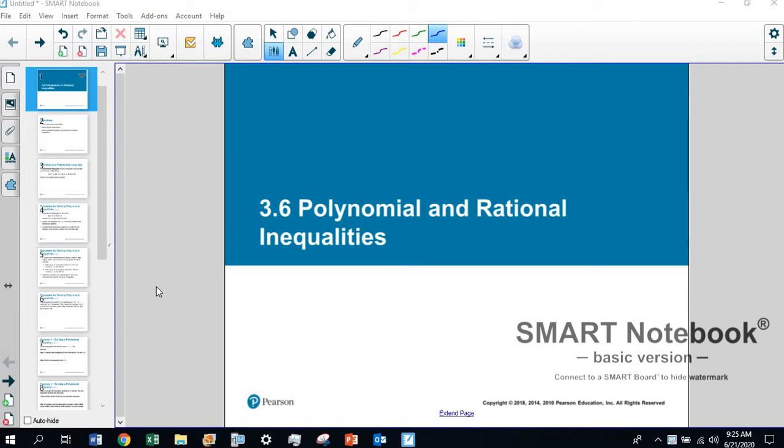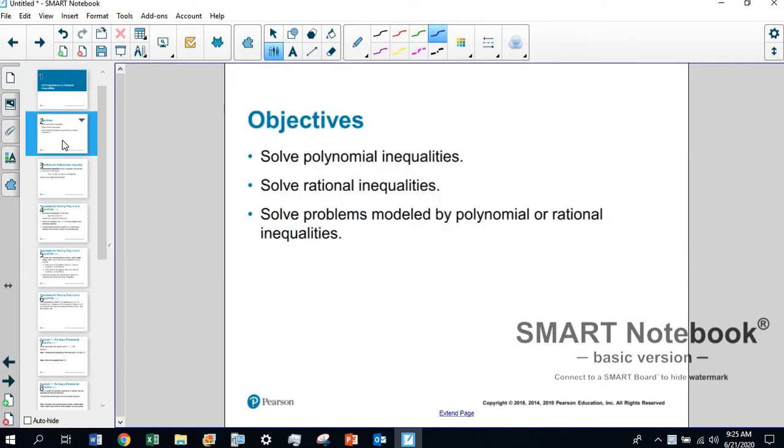This is section 3.6, polynomial and rational inequalities, and as you might have guessed by the name, we're going to learn about solving polynomial inequalities and rational inequalities. No hidden agendas here. And we're also going to talk about what modeling with inequalities might look like, and the type of problems you might see there.